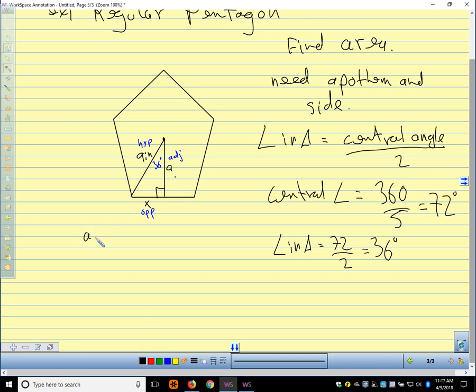So for the apothem, we're looking at the adjacent and the hypotenuse. Which trig ratio tells us about the adjacent and the hypotenuse? Cosine. So I'm going to say the cosine of 36 is a over 9. Multiply both sides by 9. And a equals 9 cosine 36, which gives me 7.28.